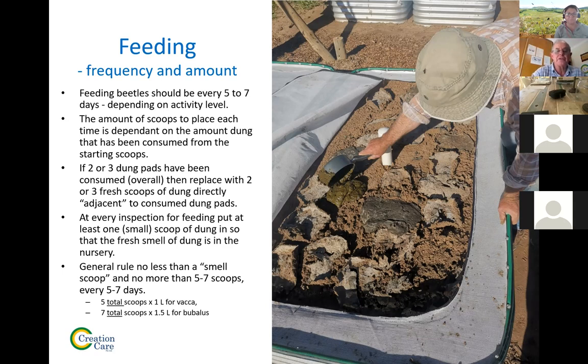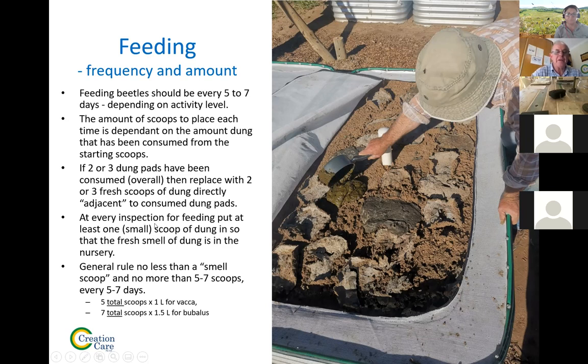Now, the number of scoops to place each time depends upon how much dung has been consumed from the start. So if 2 or 3 pads have been consumed overall, then replace 2 or 3 more scoops adjacent to the consumed dung pads. I'll explain the significance of adjacent in a minute. So you look at that and you say, well, I could put in 7 pads, and I reckon overall they're about half gone, so I'll put in 3.5 more. That's the sort of formula we use.